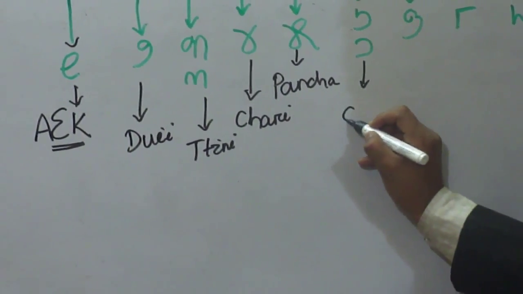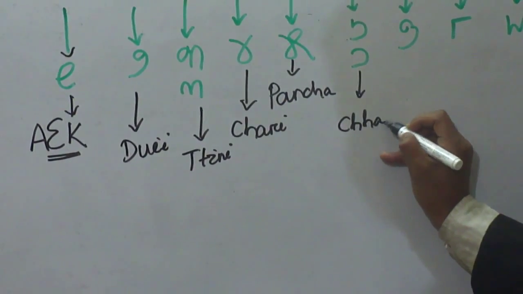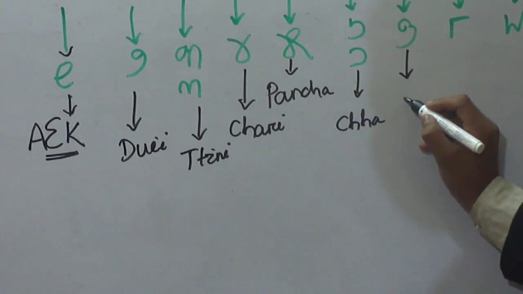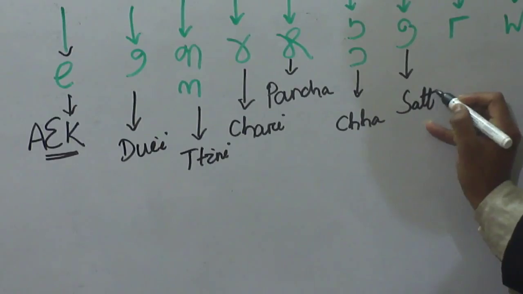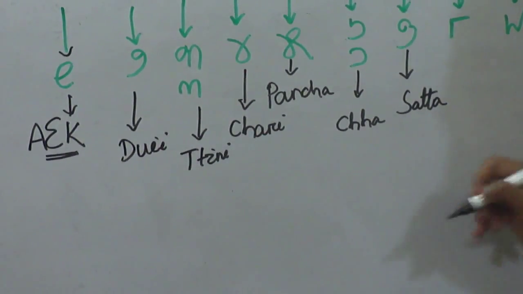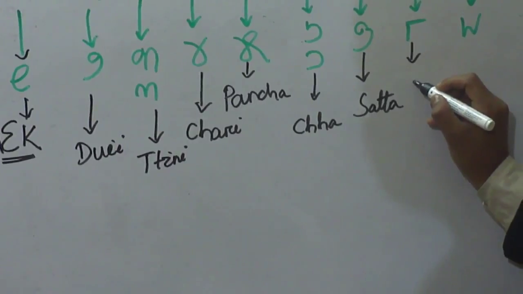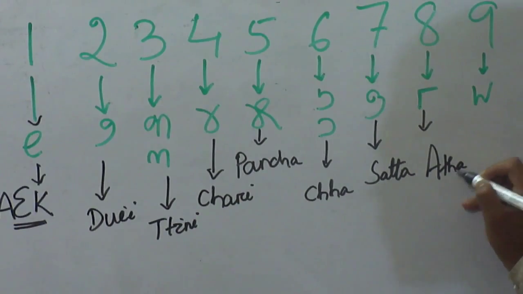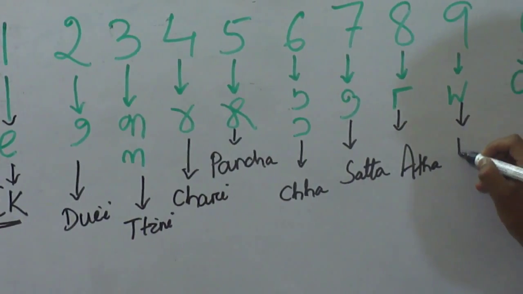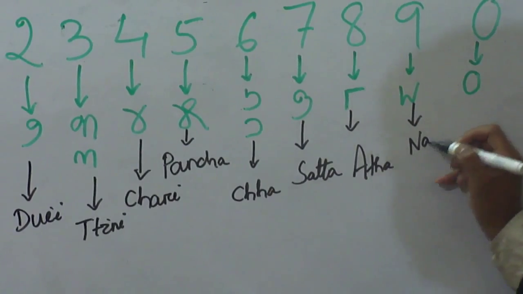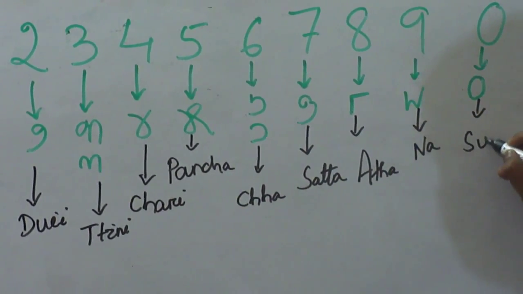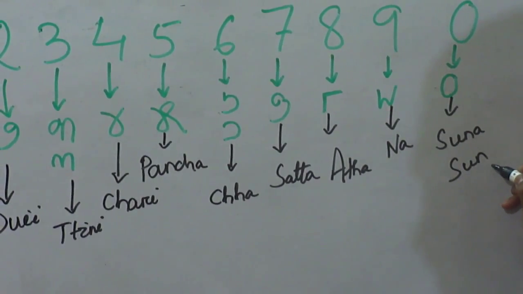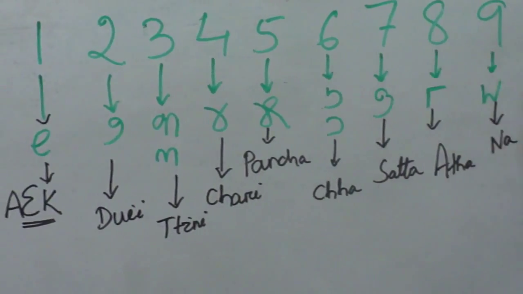6, cha. 7, sata. 8, atha. 9, no. 0, soon. Or you can write it also soon. Are you getting my point? So it will be better.